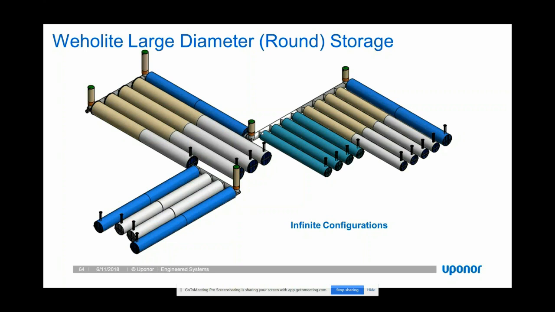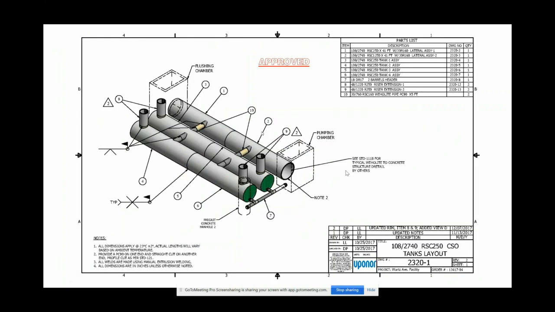So we're able to use different diameters of Weholite and have them shipped, and most of these in 2 sections and field welded to accommodate a really strange configuration on that site. So the next few pictures that I will show you are just going to give you a little more detail of the different aspects of these round systems.